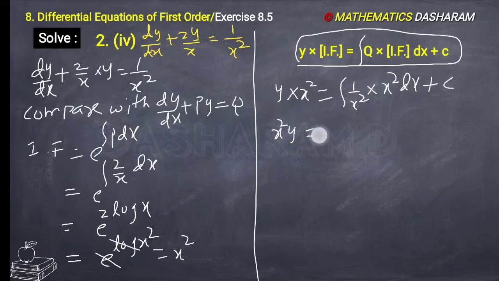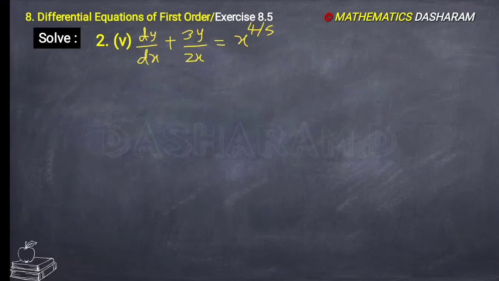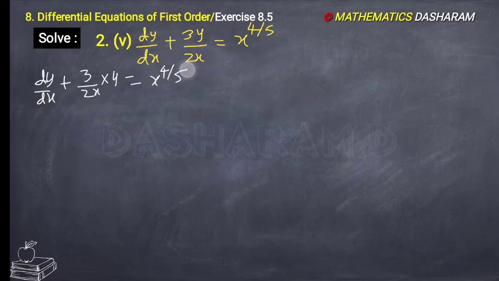So x square into y equals to, here x square cancel, and integration of dx is x plus c. So it is our required answer. Fifth question: dy by dx plus 3y by 2x equals to x to the power of 4 by 5. So dy by dx plus 3 by 2x into y equals to x to the power of 4 by 5. Now compare with the standard.